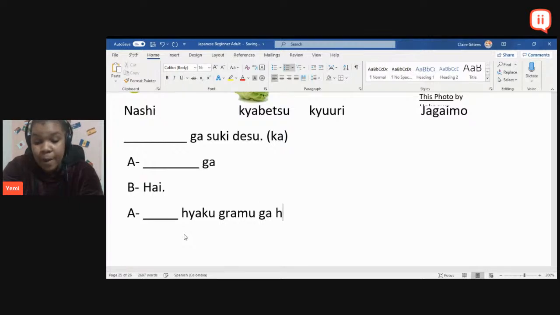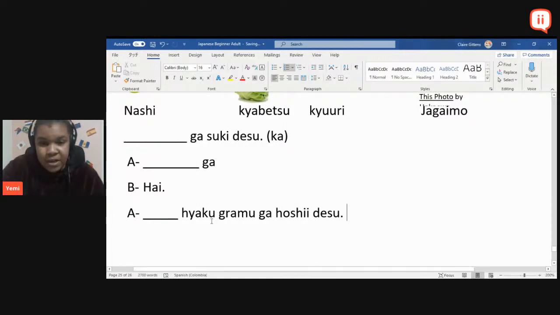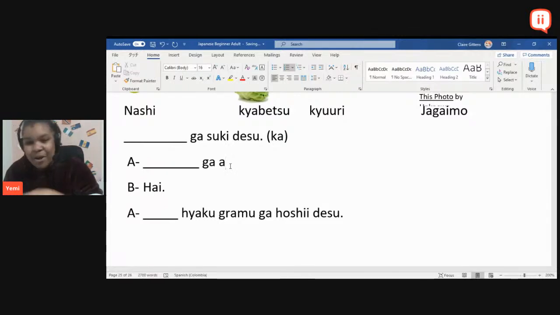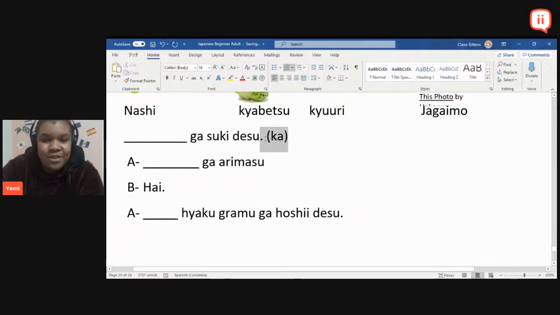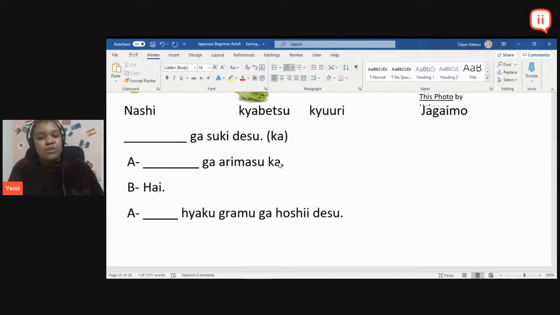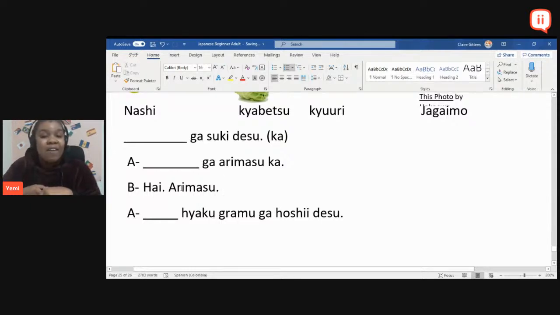Okay, so do you remember what the word for is there was? Anybody remember? Any ideas? Paolo, good job, Paolo. Yes, arimasu. Okay, and we add the question particle, ka. So, is there this fruit or this vegetable? Kyabetsu ka arimasu ka? Hai, arimasu. Yes, there is cabbage. Or more naturally in English, yes, we have cabbage.